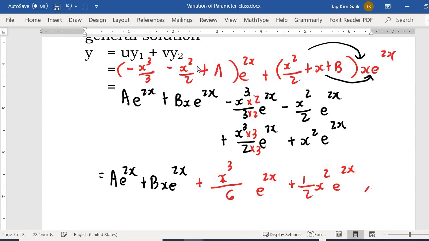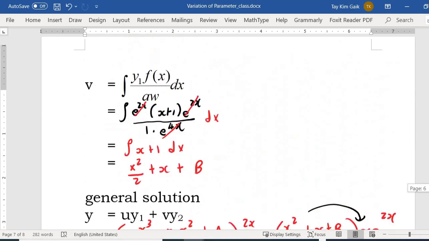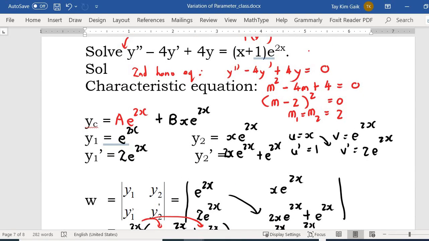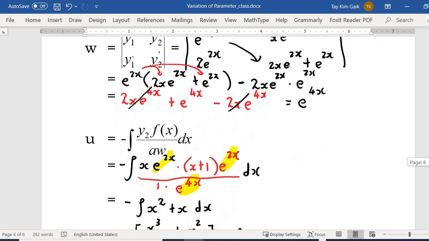So this is the general solution. If they provide the initial conditions, then you can get the values for A and B. So this is variation of parameters. Let me repeat. First step, get your yc, the solution of the homogeneous equation, and then identify y1 and y2, and differentiate to get y1 prime and y2 prime, in order to find the Wronskian in step number 2.